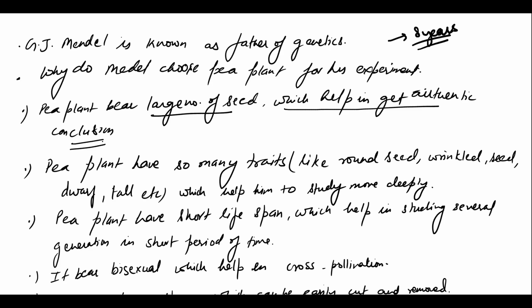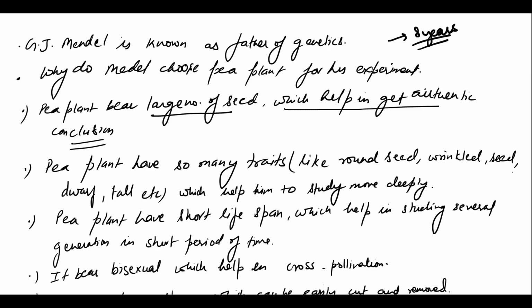Next, pea plants have many traits. Got it? Pea plants have many traits like round seeds and wrinkled seeds, dwarf and tall. These traits helped him study more deeply. If a plant did not have so many traits, he would not be able to study it deeply.